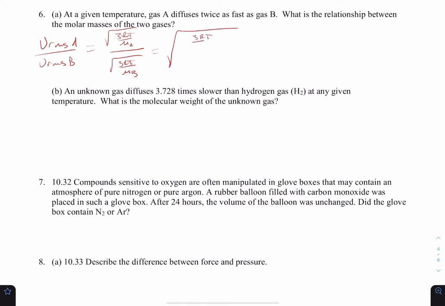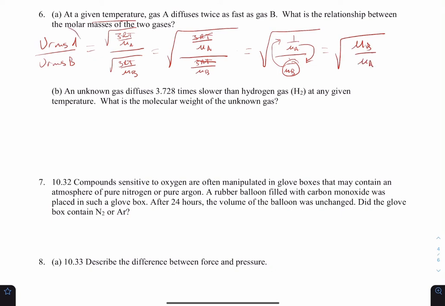Now I have 3RT over molar mass of A, all over 3RT over molar mass of B. Hopefully you've noticed that the 3RT is going to cancel, because at any given temperature they're at the same temperature, and the R and the 3 are constants. So then I get the square root of 1 over m of A, over 1 over m of B. Now this becomes the overall denominator, and this flips to become the overall numerator. So what I get is the square root of molar mass of B over molar mass of A.